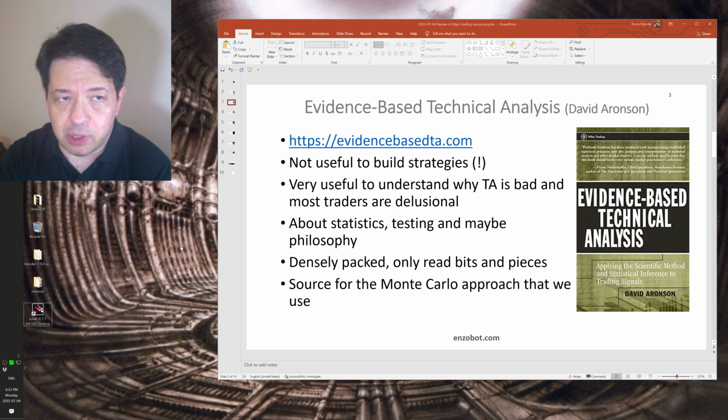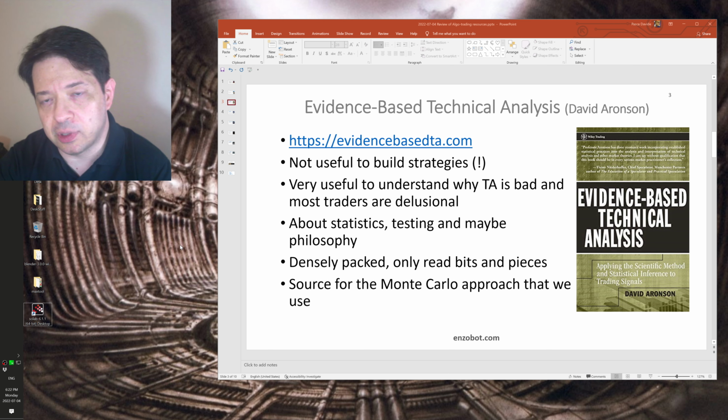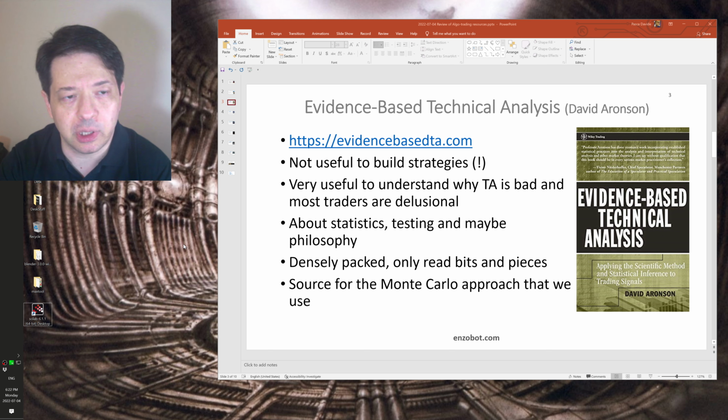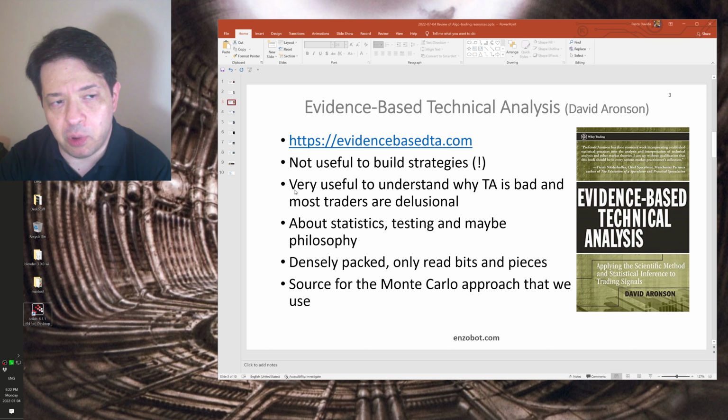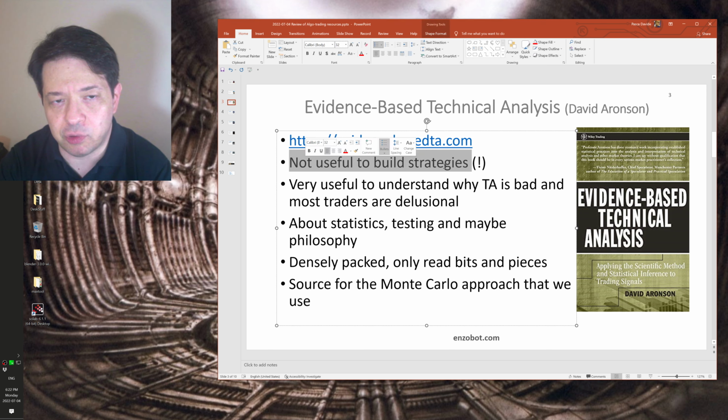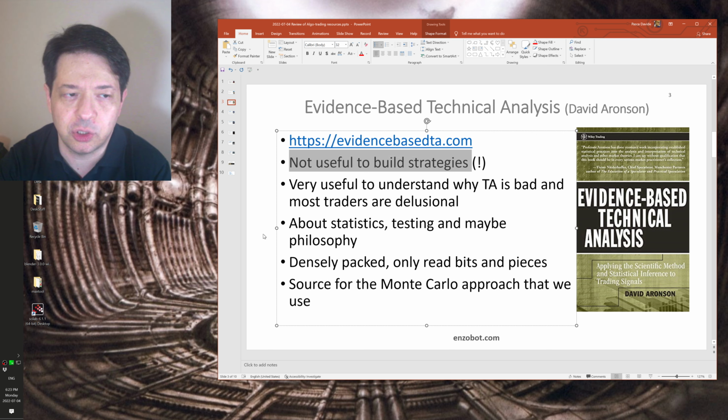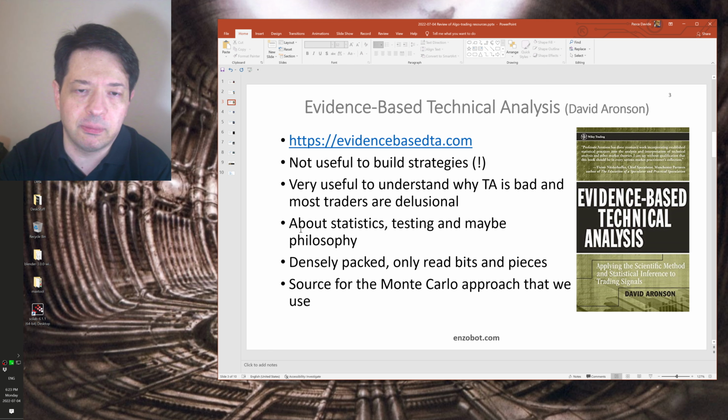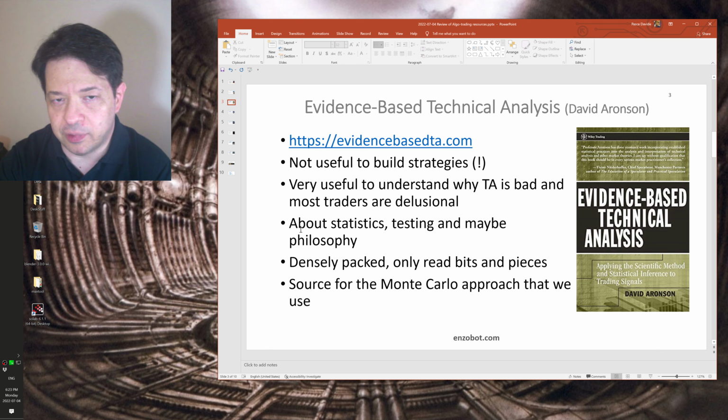So the first book I would like to mention is Evidence-Based Technical Analysis. I mentioned this book. I don't know if it's the first book that one should buy. It's definitely the first one that I bought. But first, the negative point is really it's not that useful to build strategies. It's a bit dated, and it's not really meant to build strategies. It's really very much meant to kind of dissect the concept of technical analysis.